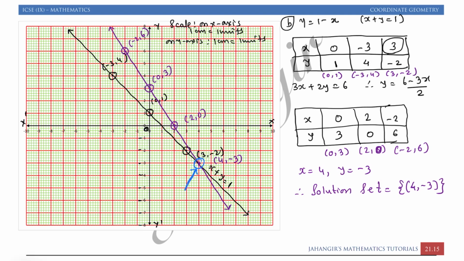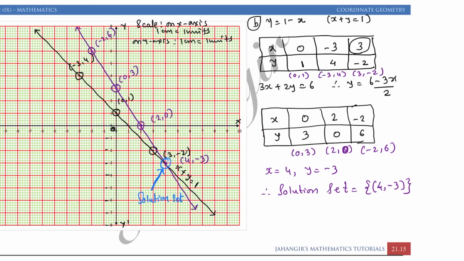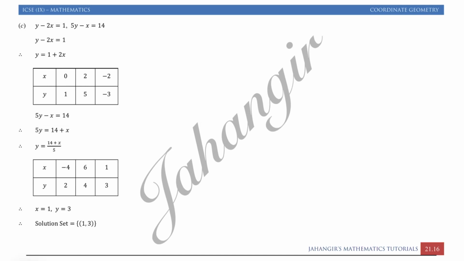This is the solution set. Question number C. Question is of same pattern. Here we have two equations and we have to plot them on the graph and find the solution set of it. So first equation is y minus 2x is equal to 1.